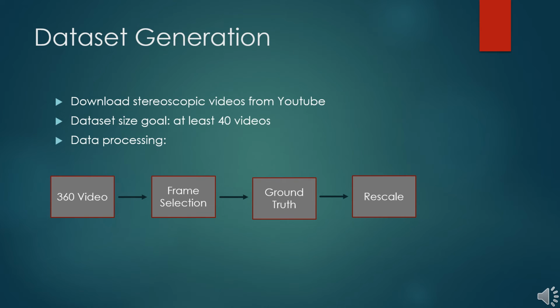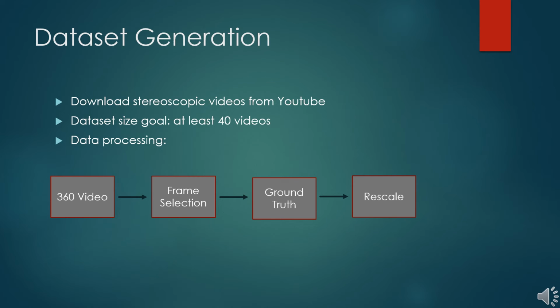Next, we discuss how to generate the dataset to train our model. We will use stereoscopic 360-degree videos from YouTube. On this platform, we observe that there are various videos captured by stereoscopic cameras, and we have been able to download a few of them to verify that. Our goal is to collect enough data to train our model. So initially we set our goal to collect at least 40 videos.